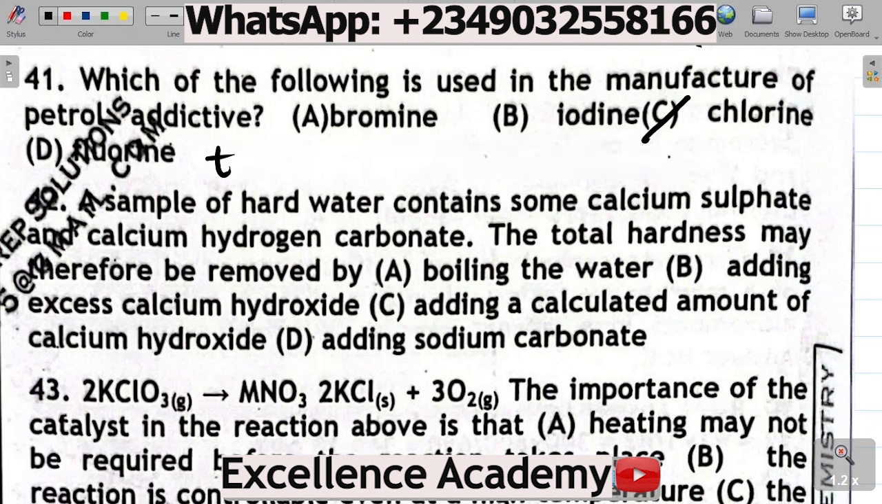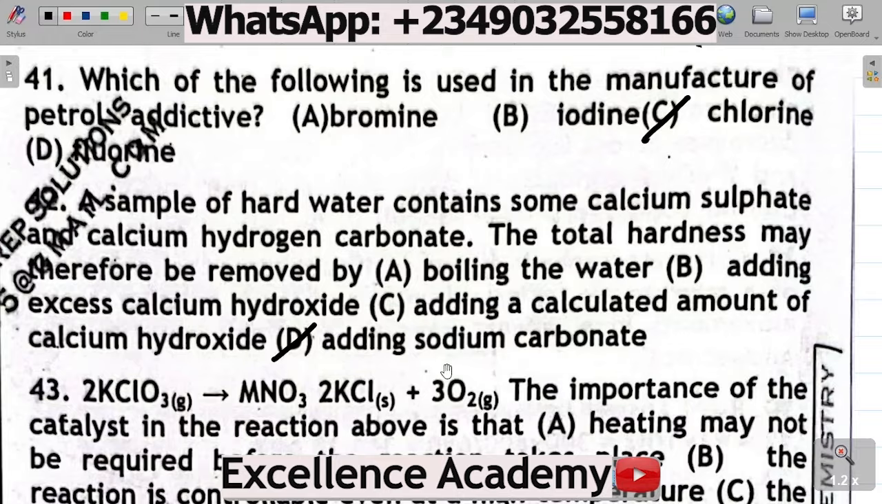All right, next question. Question number 42 says, a sample of hard water contains some calcium sulfate and calcium hydrogen carbonate. The total hardness may therefore be removed by A. Boiling the water, B. Adding excess calcium hydroxide, C. Adding a calculated amount of calcium hydroxide, D. Adding sodium carbonate. For question 42, the correct answer there is D, adding sodium carbonate.